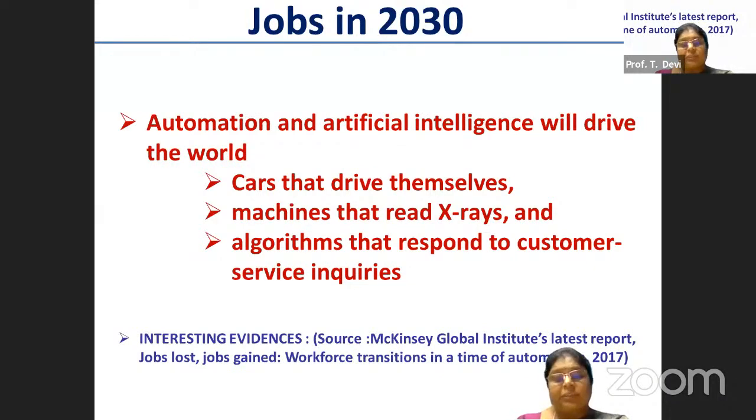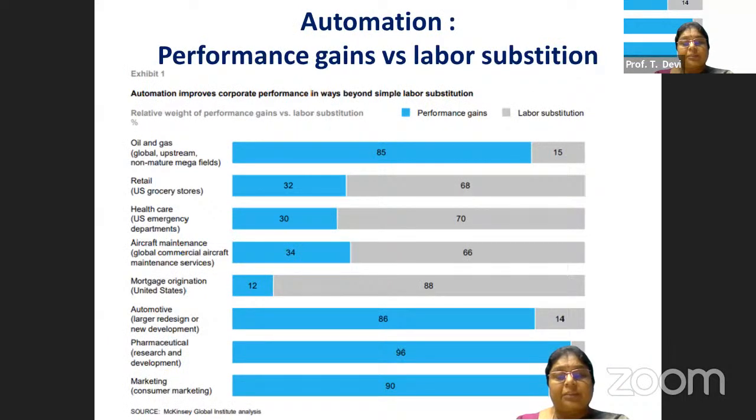McKinsey Global Institute's latest report, Jobs Lost, Jobs Gained: Workforce Transition in a Time of Automation. Very interesting. I think it runs to 300 pages, which you can spend at least the next 2 years researching. So the next few slides are from that McKinsey report, which says automation, performance gains versus labor substitution. If I automate the activities of the oil and gas industry, how can it be automated?